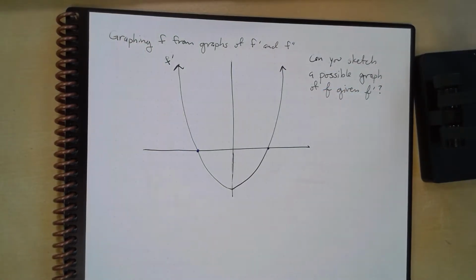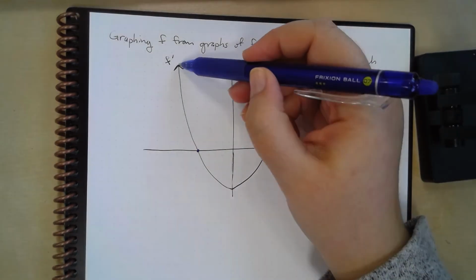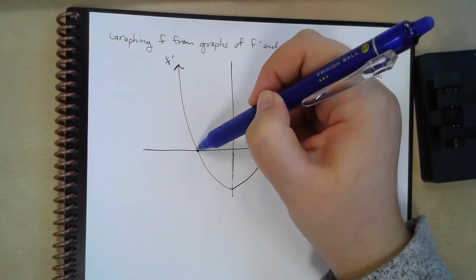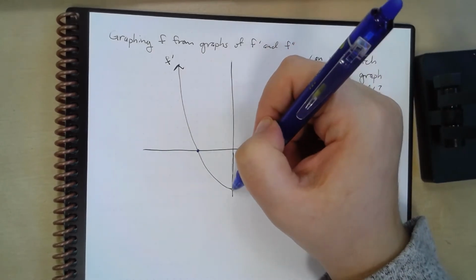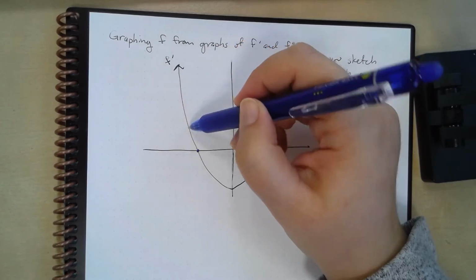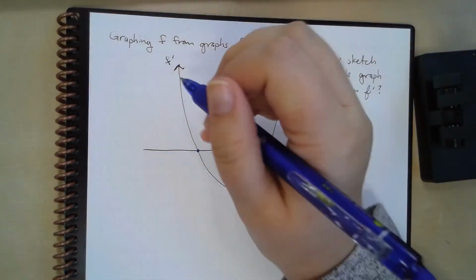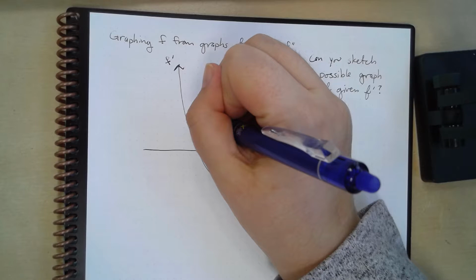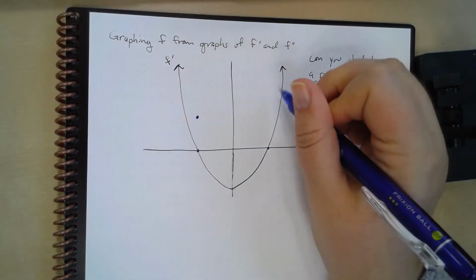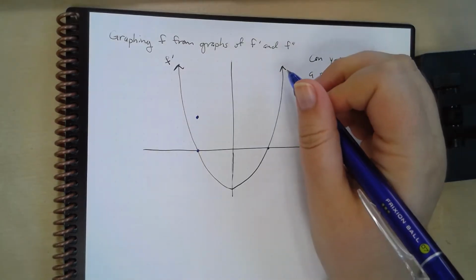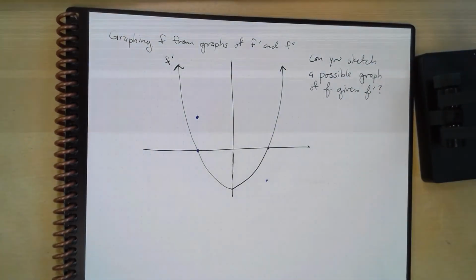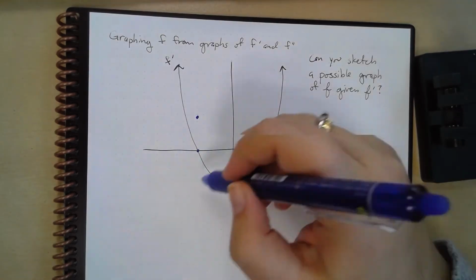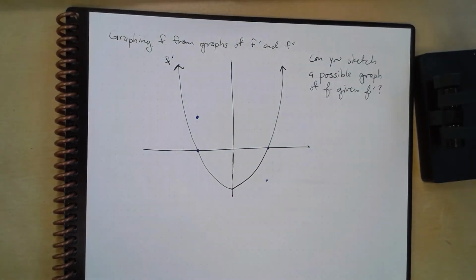If f prime of x is above the axis, then that means it's increasing. So from -infinity to here, it's increasing. And then from here to here, it's decreasing. So if this is increasing, then decreasing, we must have a relative maximum, right? And then if from here it's decreasing, then increasing, we must have a relative minimum. Okay? So far, so good? So just know, relative maximum, relative minimum.